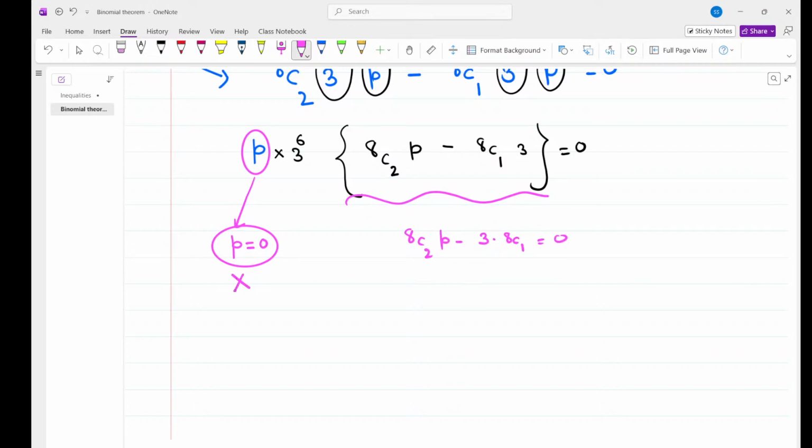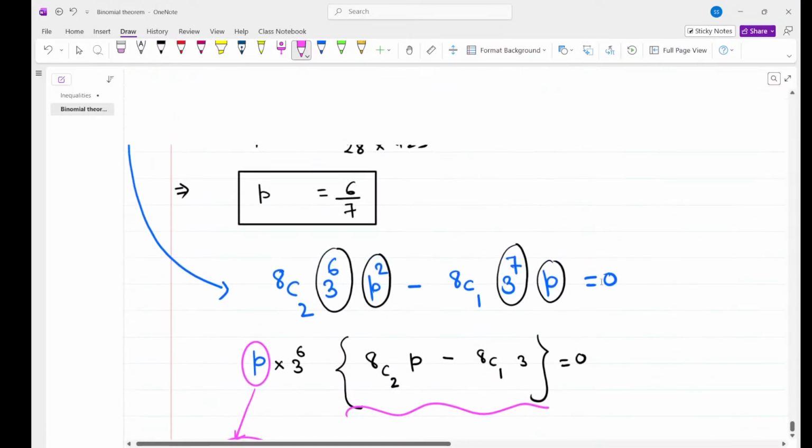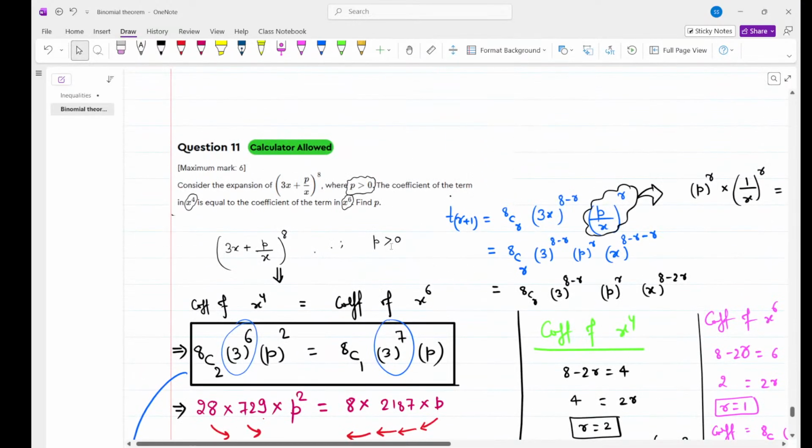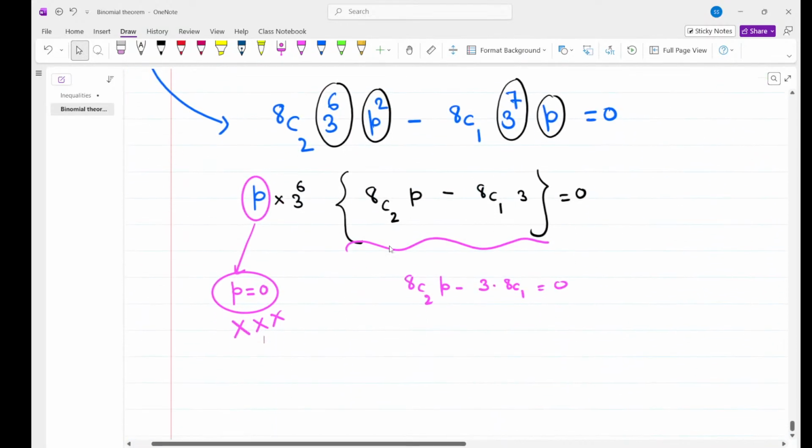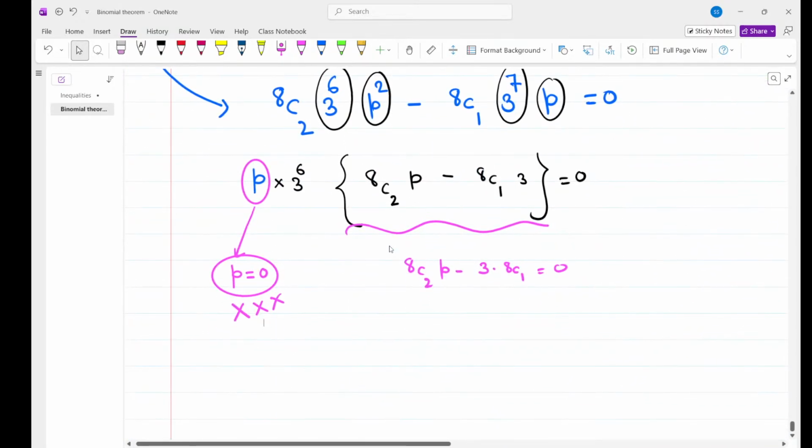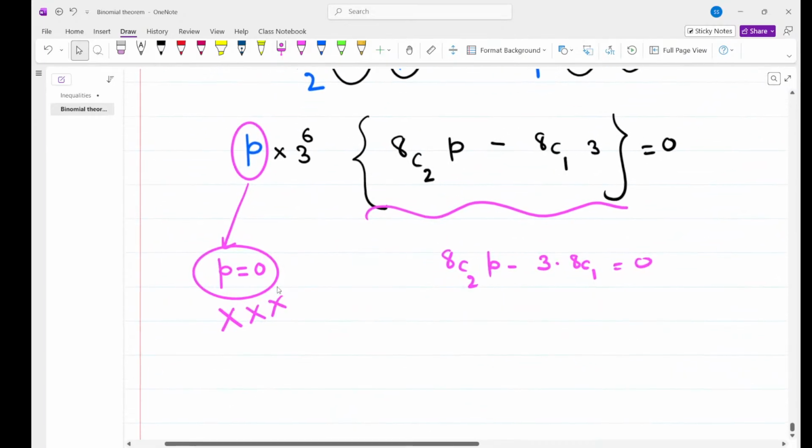So obviously, I will not consider this. That's the matter of luck. Why I will not consider this? Because the question is saying that p should be greater than 0. But that is the second part of the solution. The first part of the solution is you have to find all the roots. Which one should be accepted, which one should not be accepted, that is the second part of the solution.